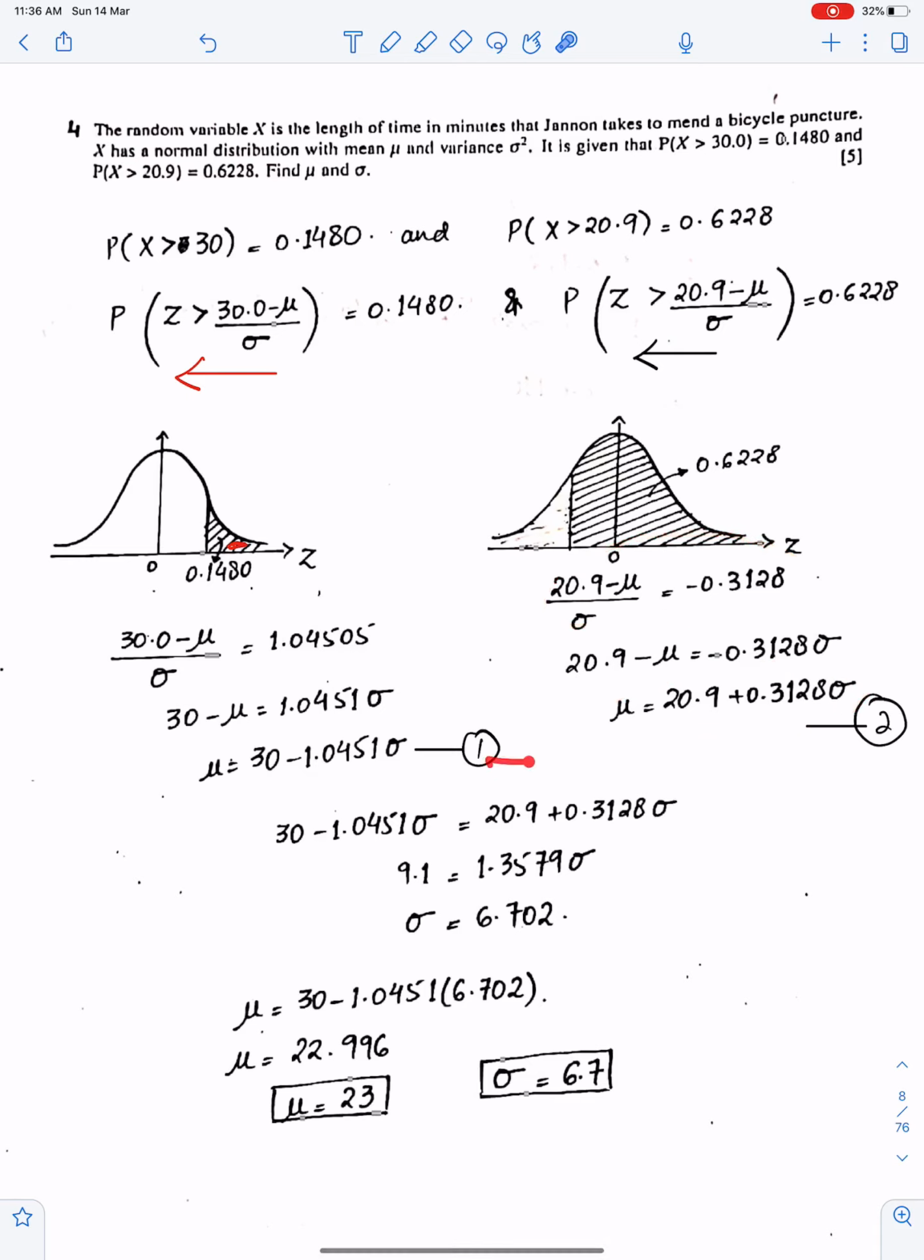Now after getting these two equations, just solve them simultaneously and get the values of mu and sigma. Write your answer up to 3 significant figures. So this answer must be 23.0, and I think this must be 6.70.